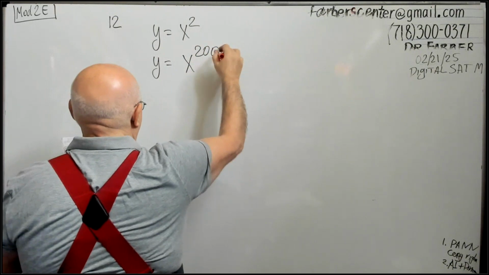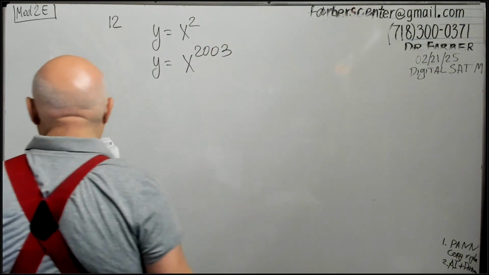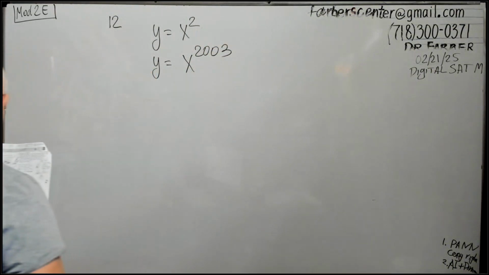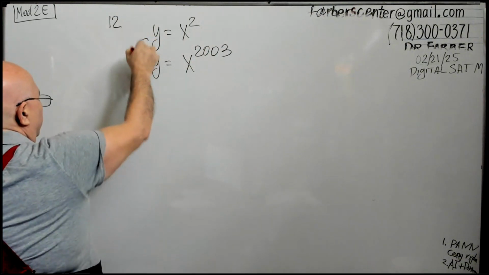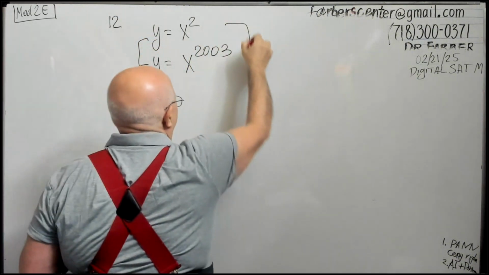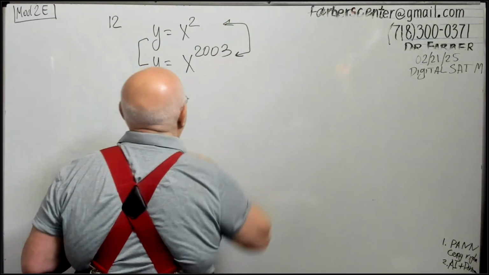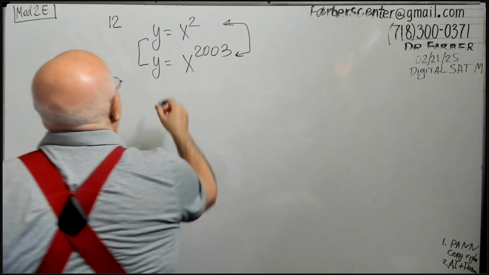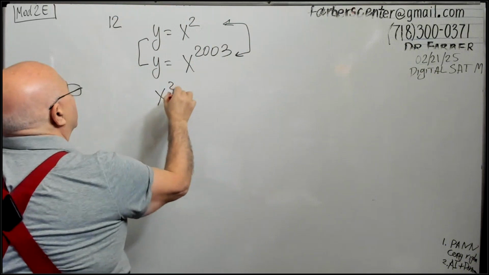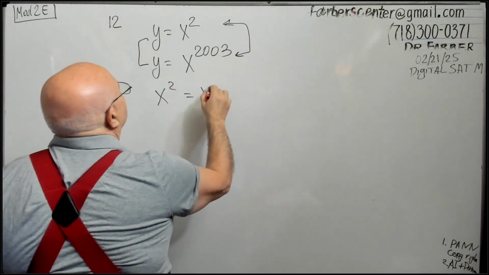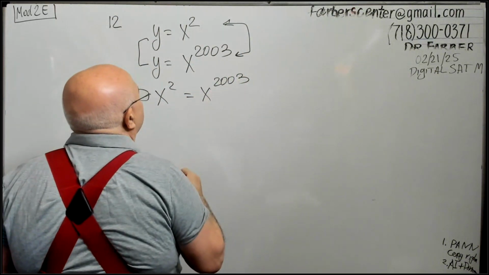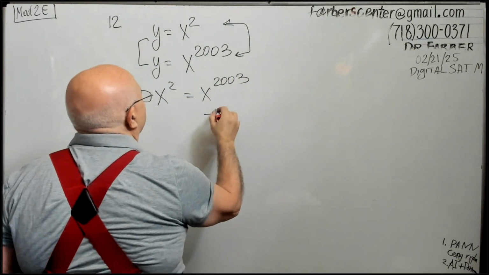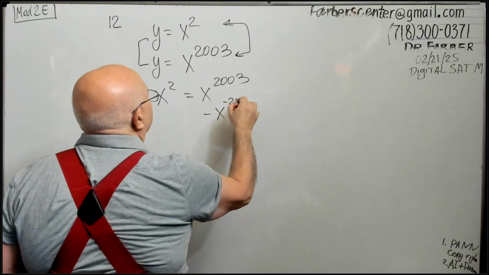I do not have a new copy of this and it's too small. So they are equal. If the left equals the right parts, you can write that x to the second equals x to the power 2003. Normalize, put everything to the left part.